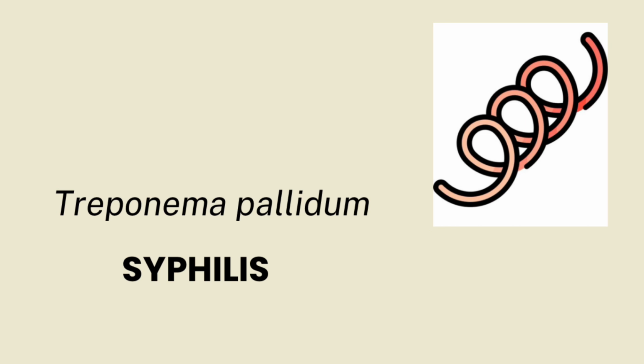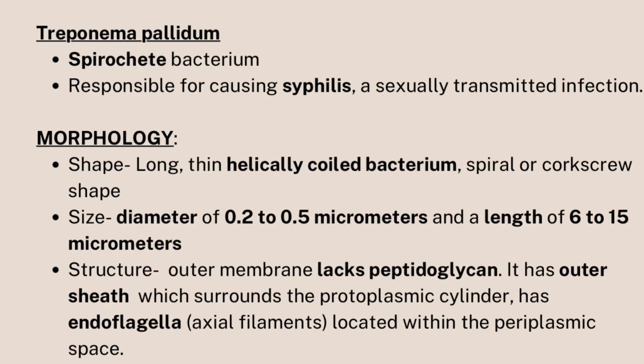Today let's learn about the bacterium Treponema pallidum, the causative agent of syphilis. Treponema pallidum is a spirochete bacterium. So what are spirochetes? Spirochetes are a type of bacteria characterized by their spiral helical shape. They are gram-negative bacteria. They are often free-living, but sometimes they can be pathogenic and cause diseases like syphilis, Lyme disease or leptospirosis. Treponema pallidum is responsible for causing syphilis, a sexually transmitted infection.